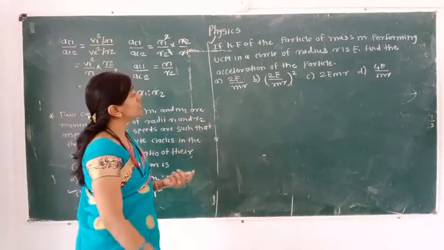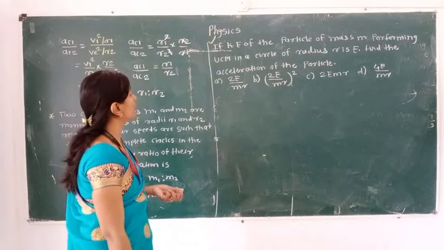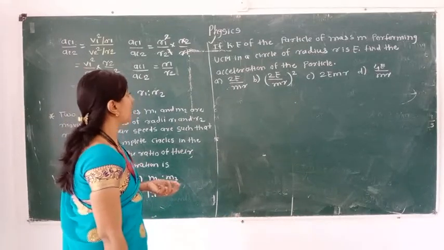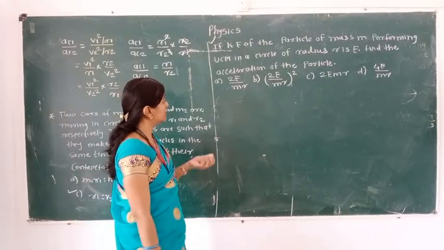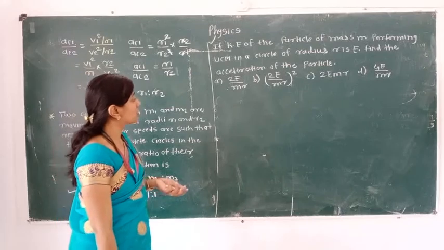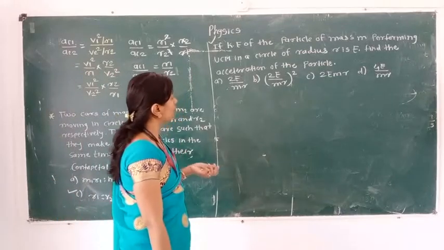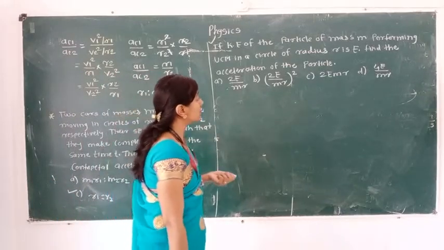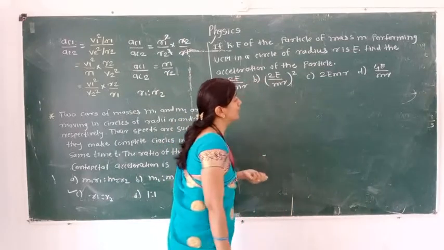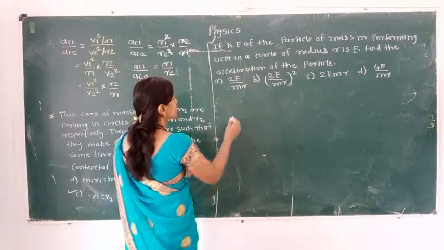The kinetic energy of a particle of mass m performing UCM in a circle of radius r is E. Find the acceleration of the particle. The first option is twice E divided by mr. The second is twice E divided by mr, bracket complete, bracket square. The third one is 2E mr. And the last one is 4E upon mr. It is simple. They are only asking for the relation.